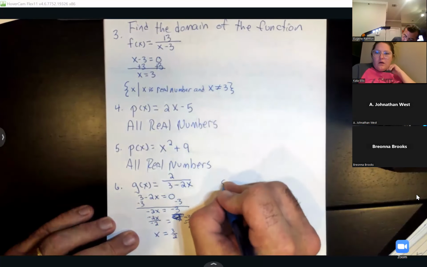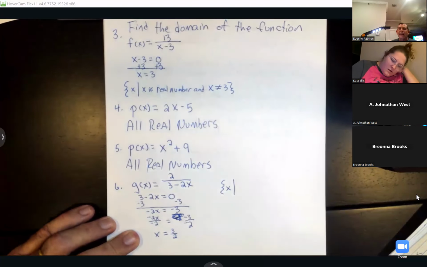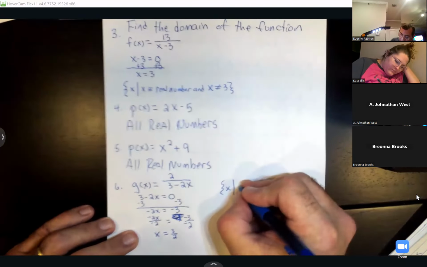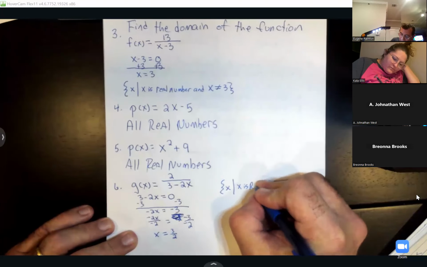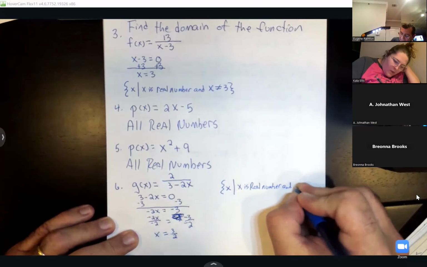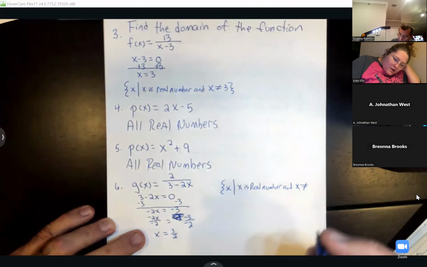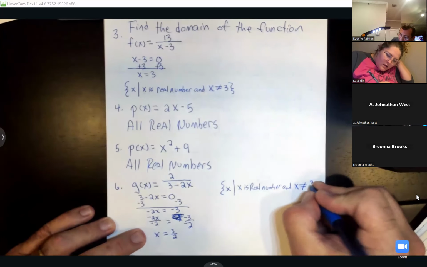So y'all, you're going to come up here: x such that x is a real number, and x cannot equal, oh, what did we get? A positive 3/2.